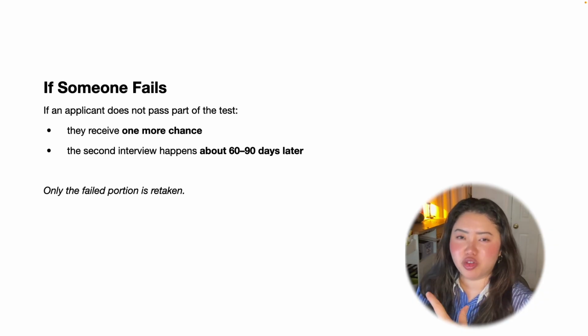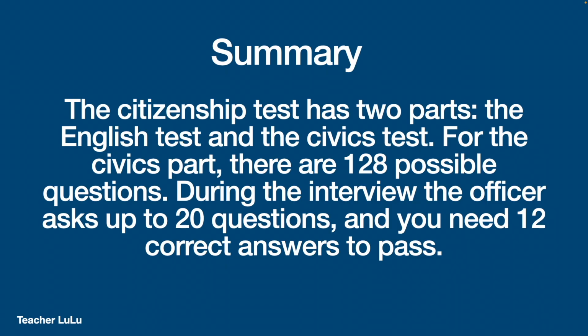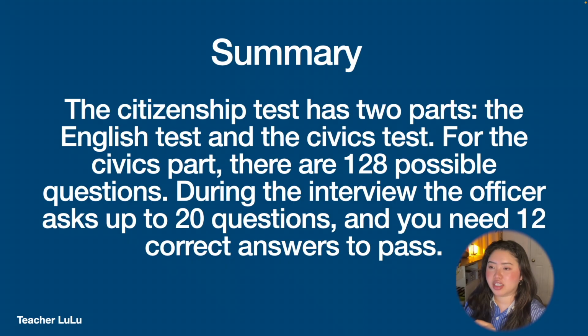We're already, I think, over 10 minutes. So I'm going to give you a quick summary of everything when it comes to taking the 2026 civics test. Ready? The citizenship test has two parts, the English test and the civics test. For the civics part, there are 128 possible questions. During the interview, the officer asks up to 20 questions, and you need 12 correct answers to pass. Okay.